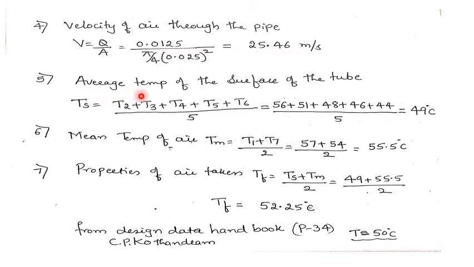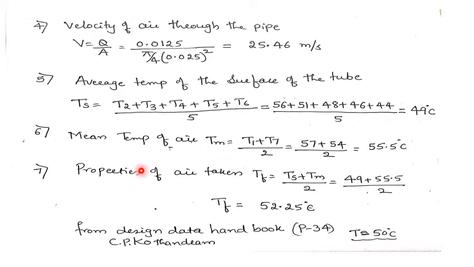Next we have calculated the average temperature of the surface of the tube, where Ts is given by the addition of T2, T3, T4, T5 and T6 divided by 5. That means we have added all the temperatures and divided by 5, so we get the average surface temperature of the tube as 49 degrees centigrade. Next we have calculated the mean temperature of air, that is Tm is equal to T1 plus T7 divided by 2. So we have got the mean temperature of air as 55.5 degrees centigrade.